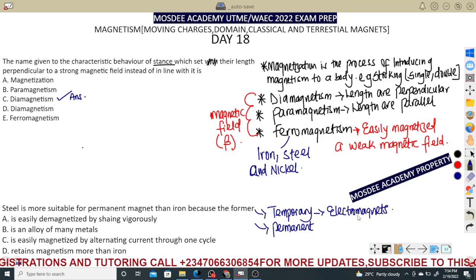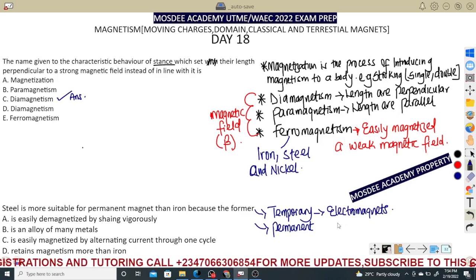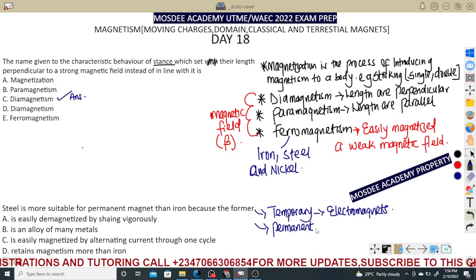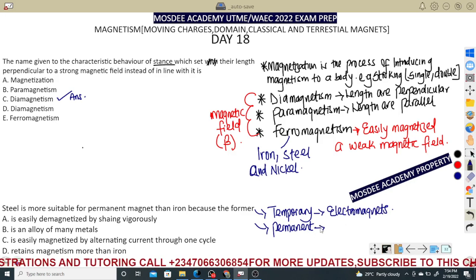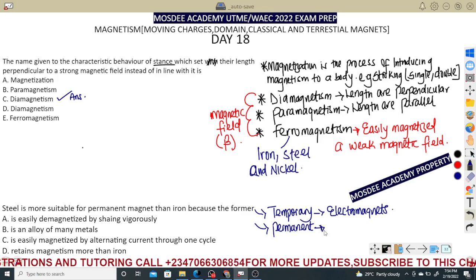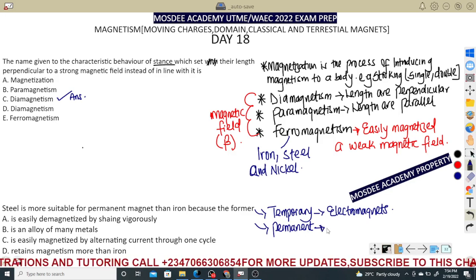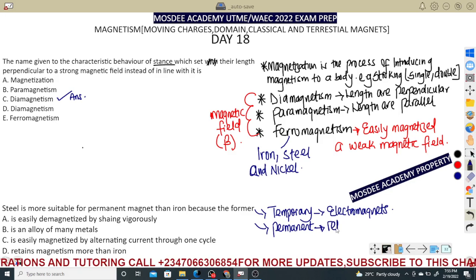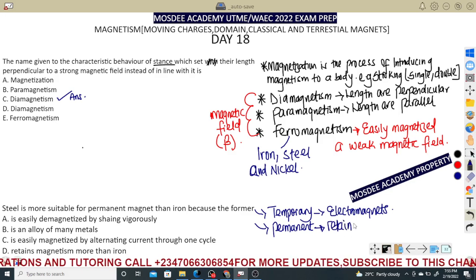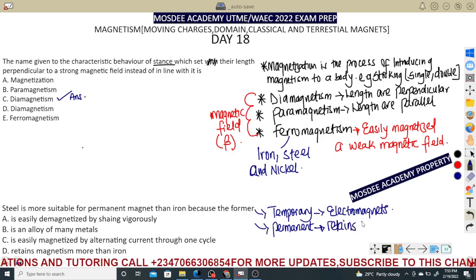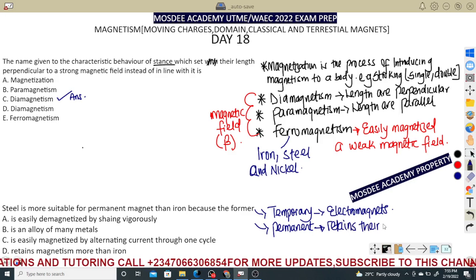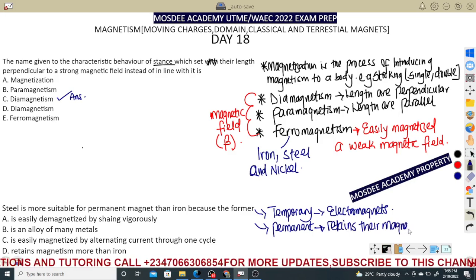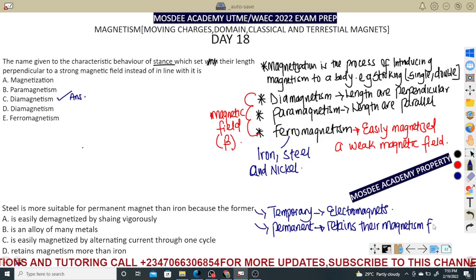Please note that they are called electromagnets. Under the topic of electromagnetic induction, you are going to have deeper knowledge about that. But now let's limit it to what you need to know. When you say permanent magnet, that means they are those that retain their magnetism for a long time.